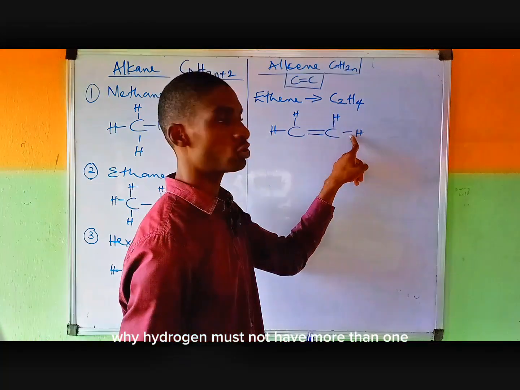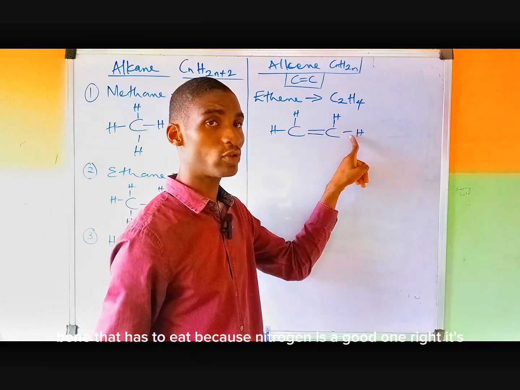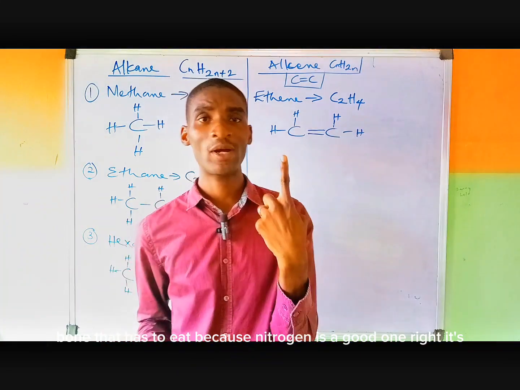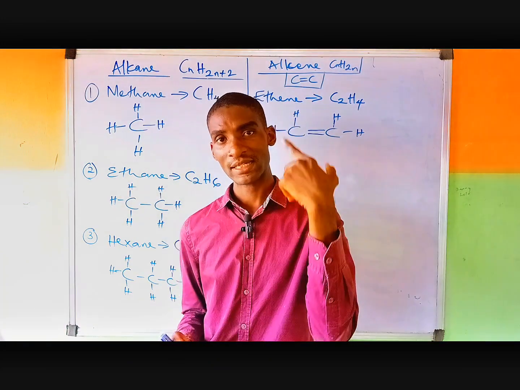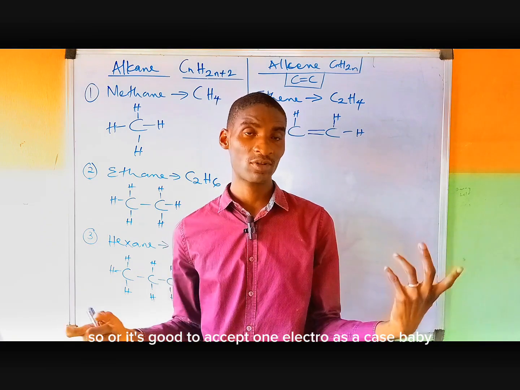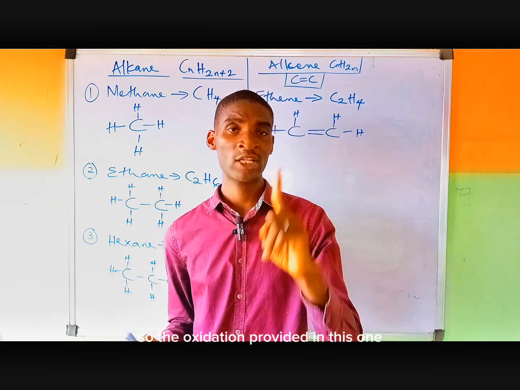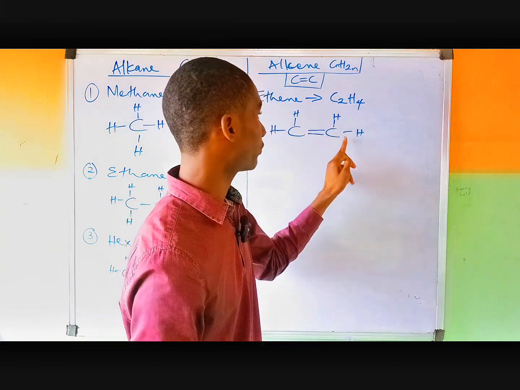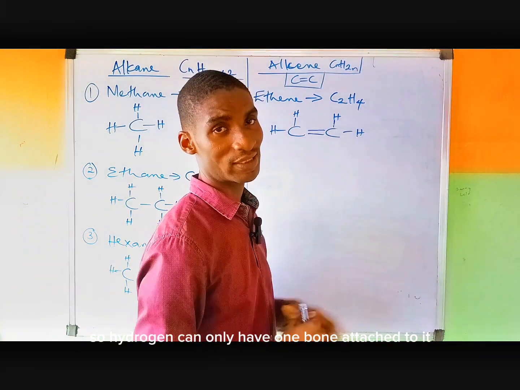While hydrogen must not have more than 1 bond attached to it because hydrogen is in group 1, right? It donates 1 electron, or it's going to accept 1 electron as the case may be. So the oxidation of hydrogen is 1, and so hydrogen can only have 1 bond attached to it.